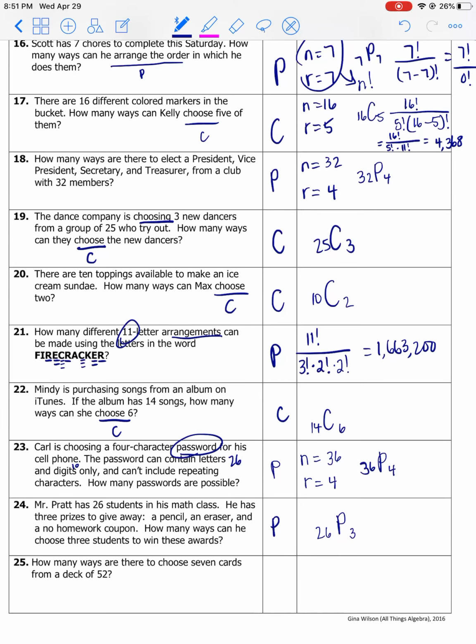Number 25, how many ways are there to choose 7 cards from a deck of 52? Choose, right? But we're not only looking at the indicator, we're thinking about it. You are not putting the cards in any specific order, an arrangement, a lineup. So it is a combination, 52C7.